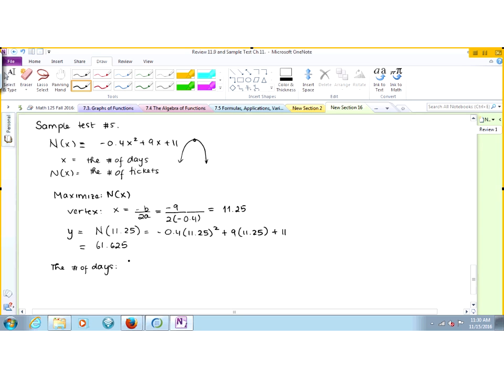The number of days is what? 11.25. So, or you could say approximately 12 days. Yeah. Or 11 days, it doesn't matter. And how about the number of tickets? Approximately 61.625. Or approximately 62 tickets.